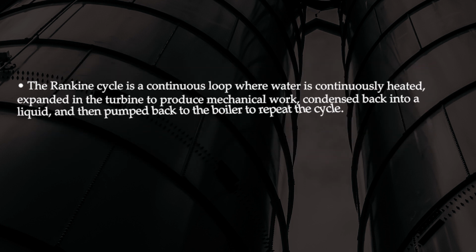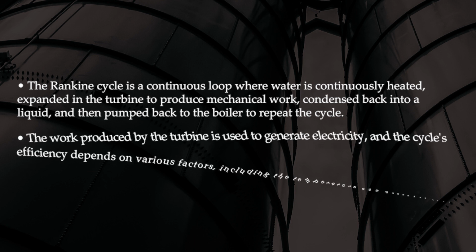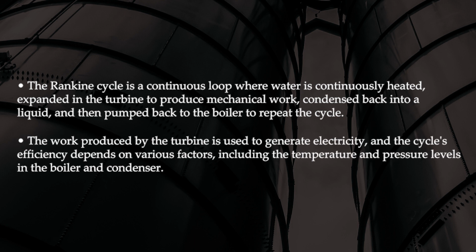turbine. The Rankine cycle is a continuous loop where water is continuously heated, expanded in the turbine to produce mechanical work, condensed back into a liquid and then pumped back to the boiler to repeat the cycle. The work produced by the turbine is used to generate electricity, and the cycle's efficiency depends on various factors including the temperature and pressure level in the boiler and condenser.